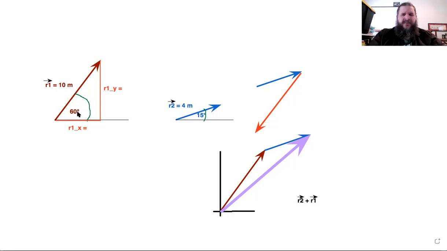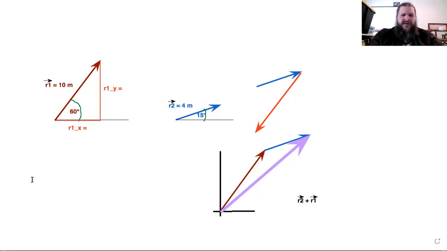For instance, let's say we wanted to find the y component. How would you describe the y component relative to the location of the angle? Yeah, this is going to involve sine, right? Because the y component is opposite to the angle, and sine of an angle is opposite over hypotenuse.